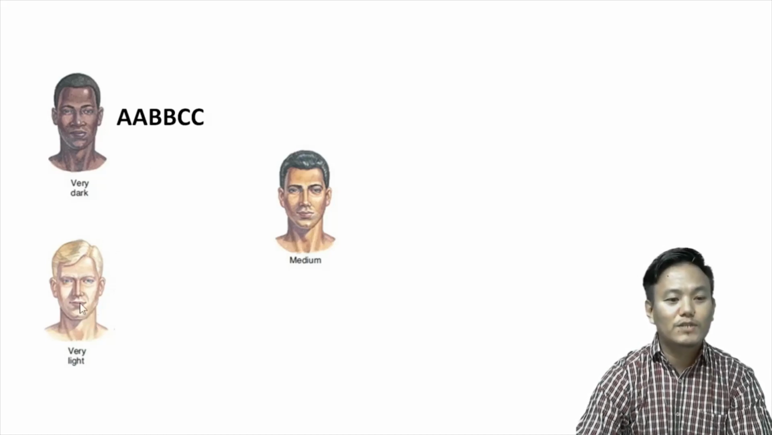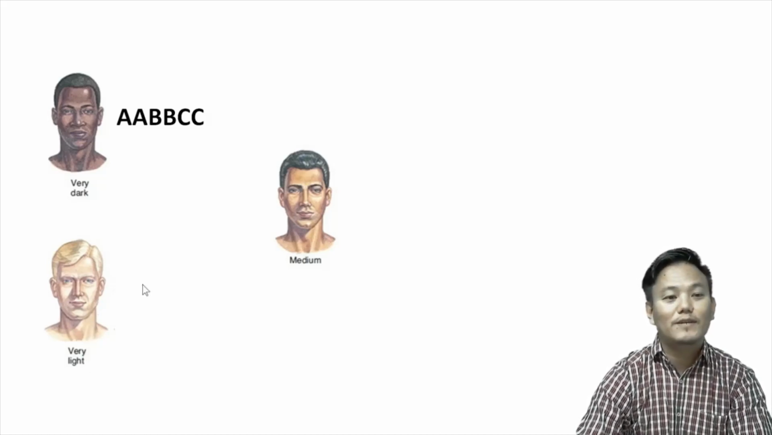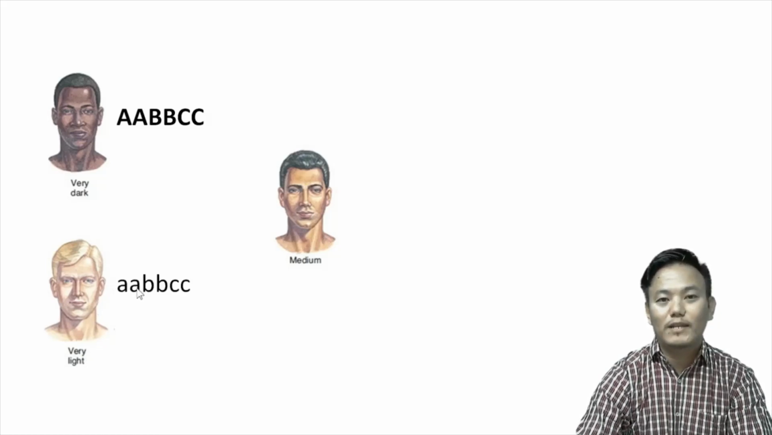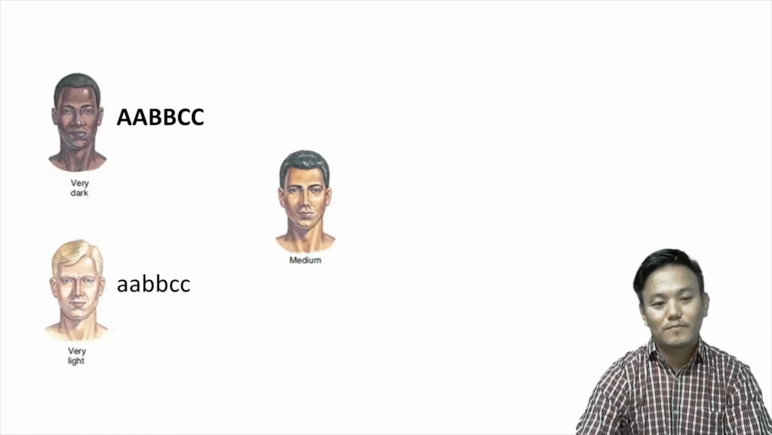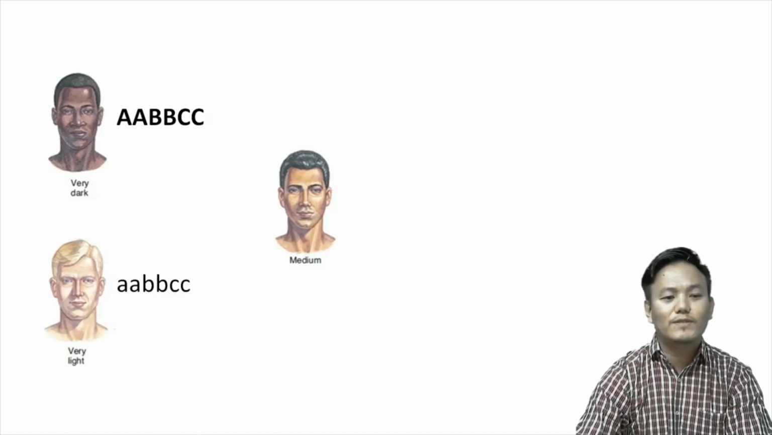And for this individual, since he has the lightest skin color, he will not have any allele as a dominant allele. So there will be no dominant allele in this person. Therefore, his skin color will be very light. Why? Because there are no dominant alleles. Since there are no dominant alleles in him, he will not be synthesizing as much melanin as the others. So his skin color will be light.